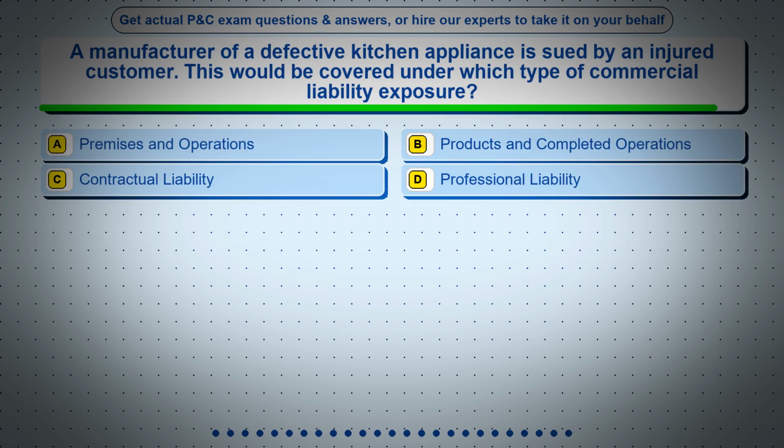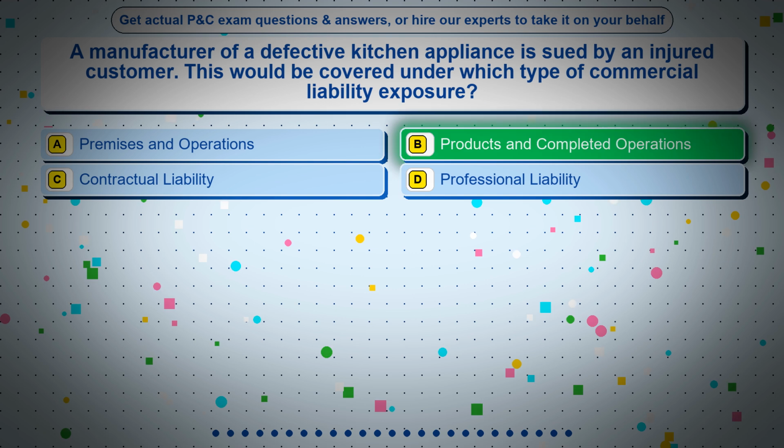Question 25. A manufacturer of a defective kitchen appliance is sued by an injured customer. This would be covered under which type of commercial liability exposure? Option A, premises and operations. Option B, products and completed operations. Option C, contractual liability. Option D, professional liability. The correct answer is option B, products and completed operations.